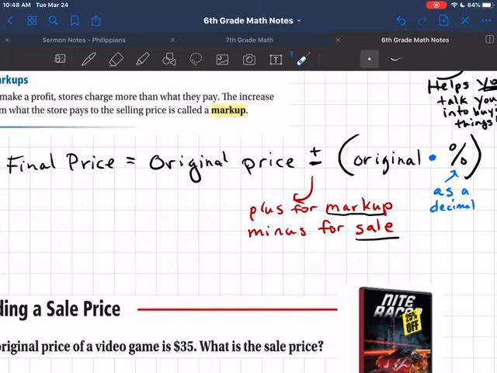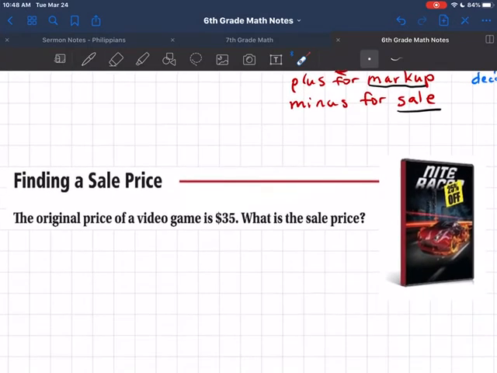And then you're going to add this, which is the original price, times the percent discount or markup as a decimal. Okay, so let's see this work, and I think you'll see that this is pretty easy if you just think of it this way. So let's rewrite our formula. Final price is equal to the original. I'm going to abbreviate the original, and then this is a sale price.